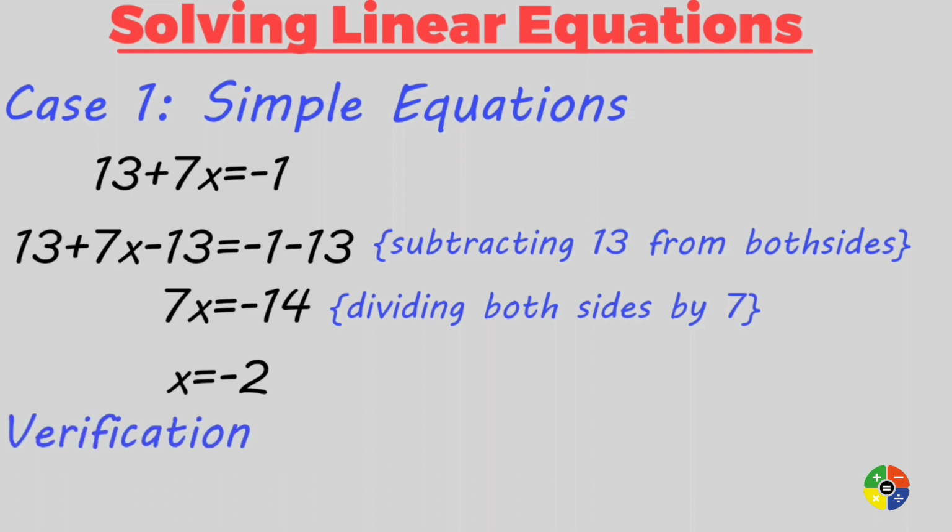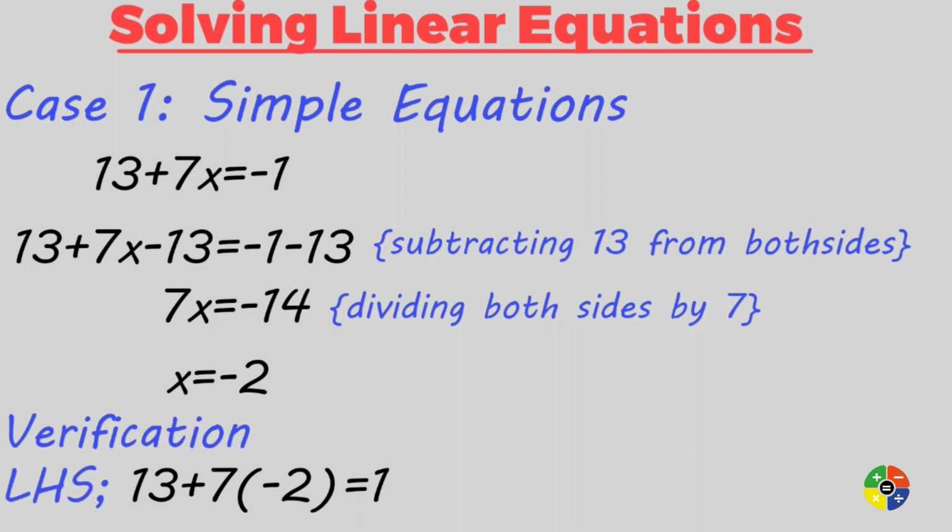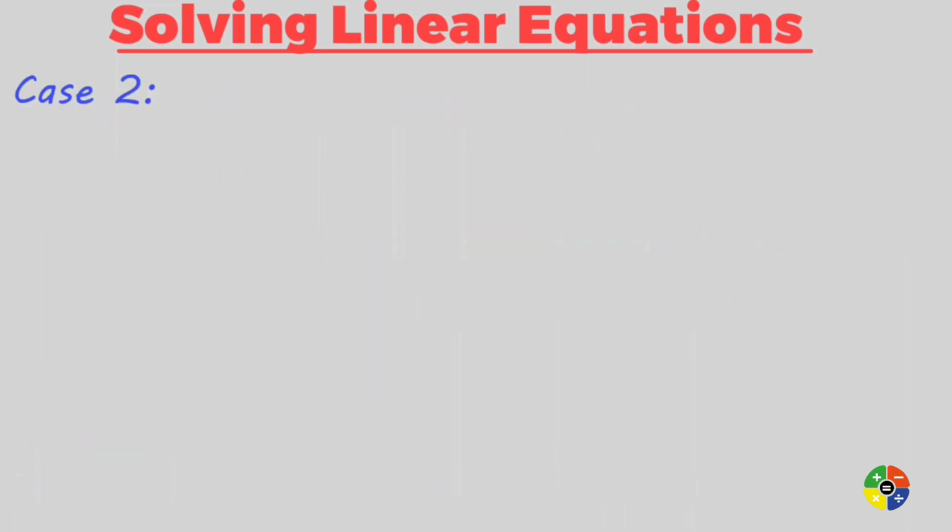We can always verify by substituting the solved value back into the equation. Doing so, we get, for the left-hand side, 13 + 7 multiplied by -2, which simplifies to 13 - 14, which is -1. Which is exactly equal to the right-hand side, -1. So the value of x is verified.